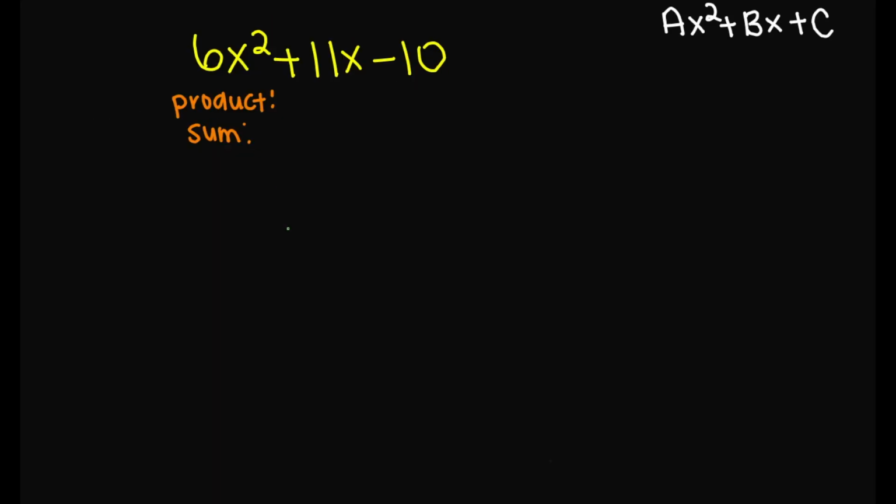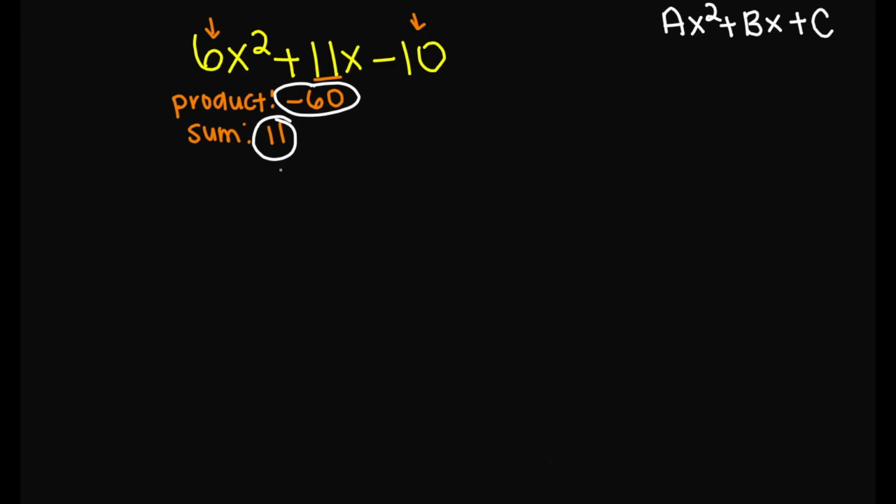Let's look at this example, 6x squared plus 11x minus 10. First thing we're going to do, we're going to multiply my 6 and my negative 10. This is going to give me my product of negative 60. And then your sum in this example is going to be a positive 11. So now we need two numbers that when I multiply together is going to give me negative 60. Those same two numbers, when you add or subtract, needs to give you a positive 11.